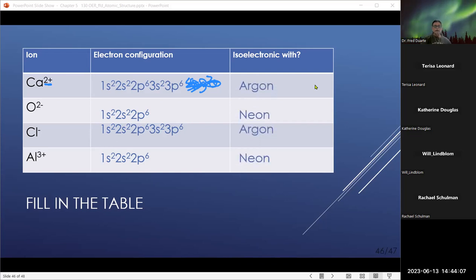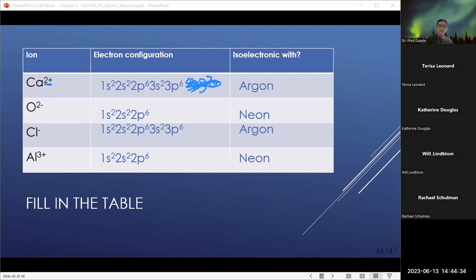All right, so the calcium ion is isoelectronic with argon, the oxide is with neon, the chloride is with argon, and the aluminum is with neon. Now you can write the electron configuration to figure this out, or you can find its position on the periodic table and very quickly determine who it's isoelectronic with, okay?